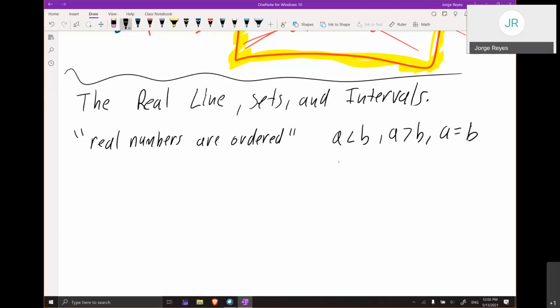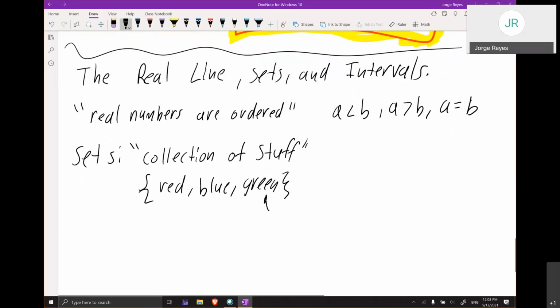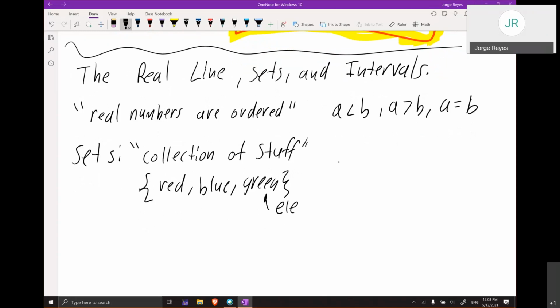So now I'm going to talk more about sets, and I'm going to define them loosely. If you want the real technical definition, you can look in the textbook. But I'm going to define them as a collection of stuff. So here I have a set because I have curly braces, and I'm putting colors in here. The stuff inside of sets we call elements. So the elements are colors.